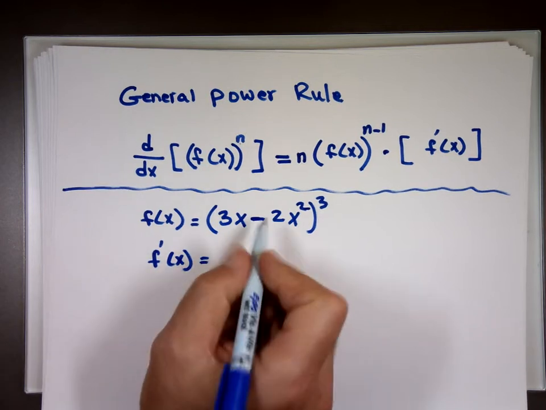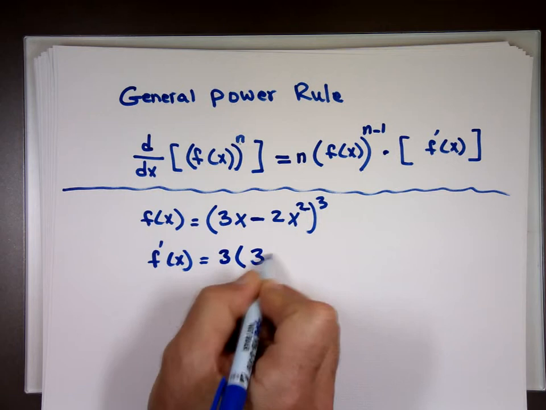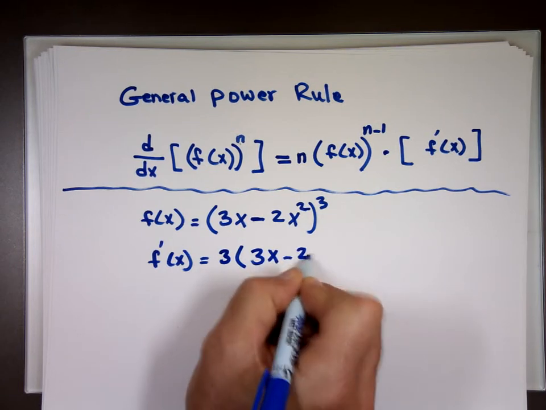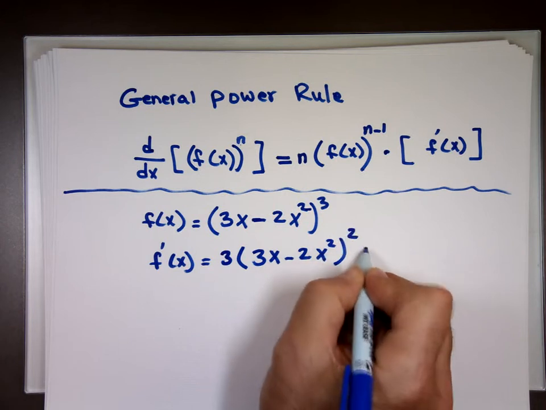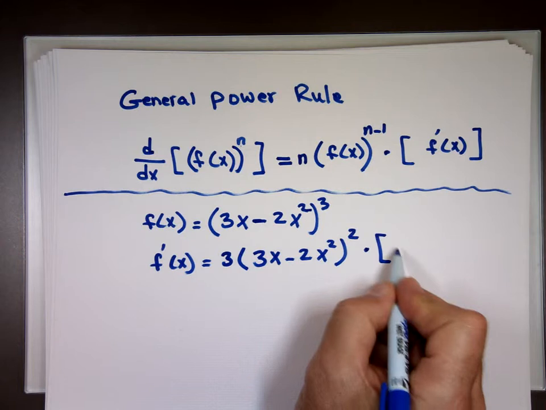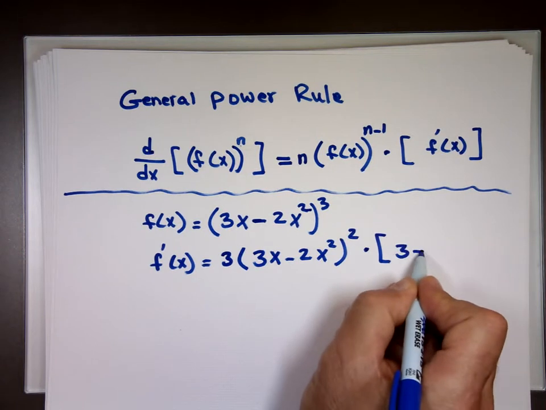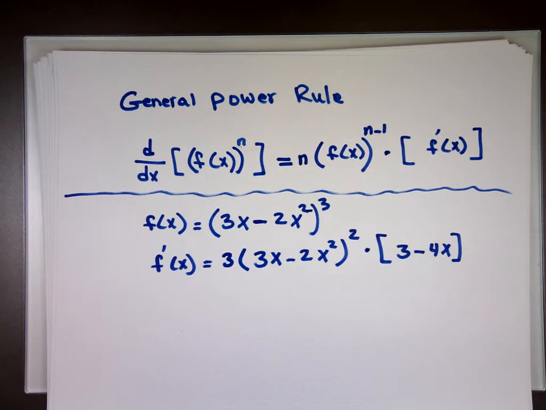Could it be 3 times what? 3x minus 2x squared to what power? 2, good. Times the derivative of what's inside the parentheses, and that's what? 3 minus 4x. One step.